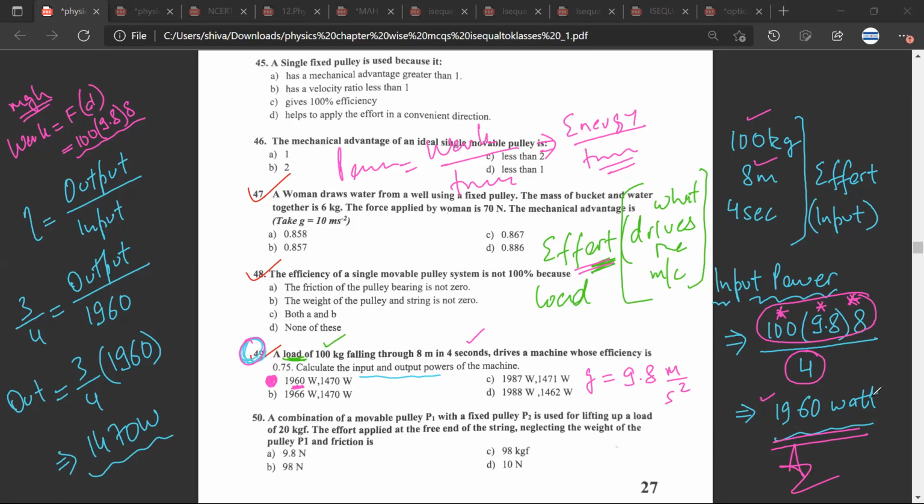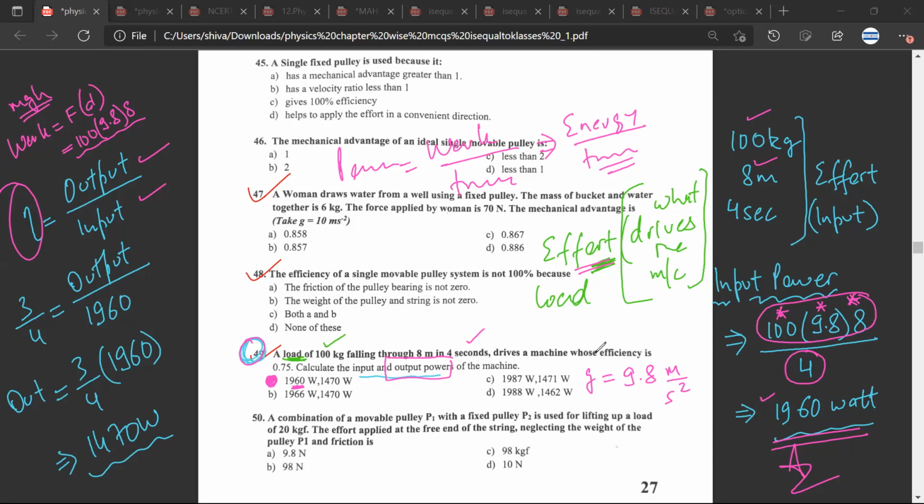No doubt. Now the smart way of doing the MCQs is that only 1960 watt is given. So actually this is the correct answer. There is no other 1960 given. But let us say that we want to understand how to calculate the output. We have been given the efficiency. Efficiency is output upon input. Mr. CB, any doubt? No doubt.